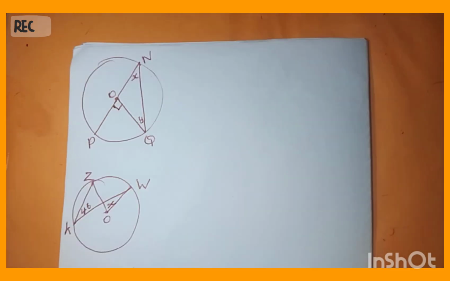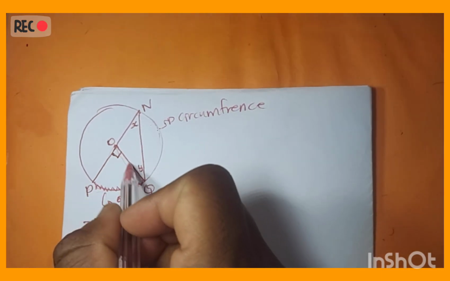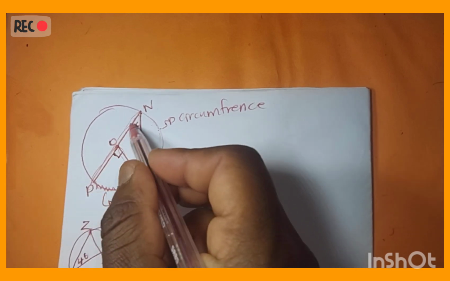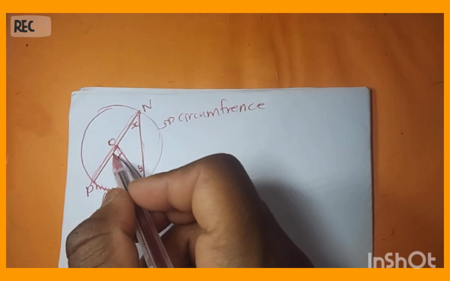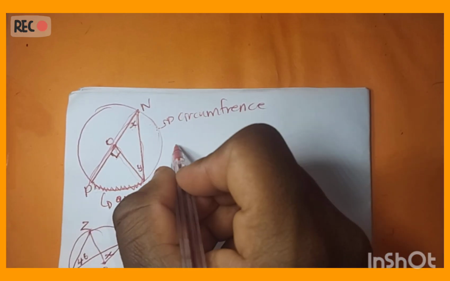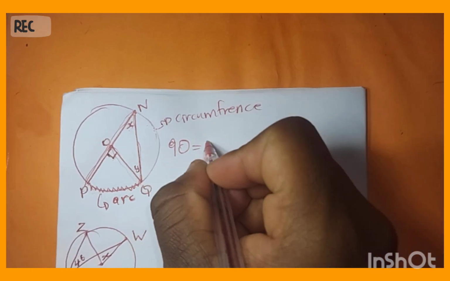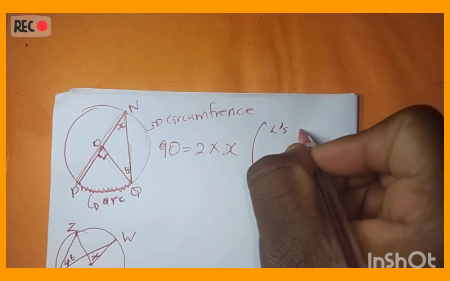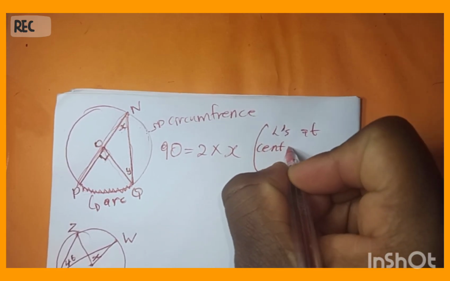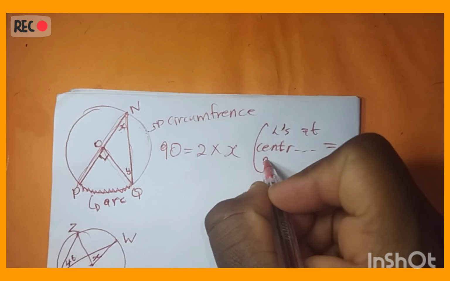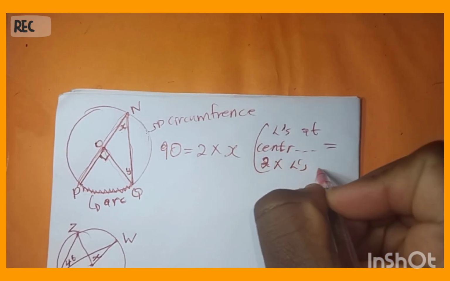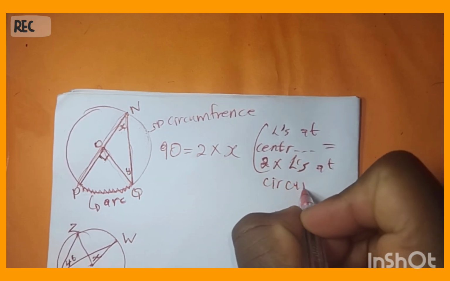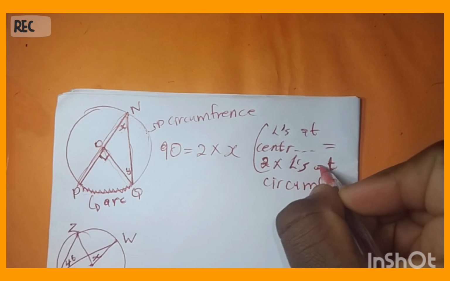So you should understand that the arc forms the angle at the center, which is twice the one that it formed at the circumference there. Do you see? The arc formed the angle at the center, which is twice the one it formed at the circumference, meaning the angle at the center is equal to 2 times angle at the circumference. So angle at center is equal to 2 times angle at circumference.